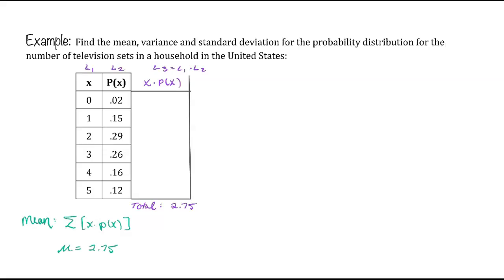Now let's think through how we can calculate the variance, also using the lists in our calculator. In order to calculate the variance, sigma squared, we need to add up the difference between each data value and the mean squared, multiplied by the corresponding probability. So if we could create a list that had each of these values in it, then we could add up the values in that list to find the variance.